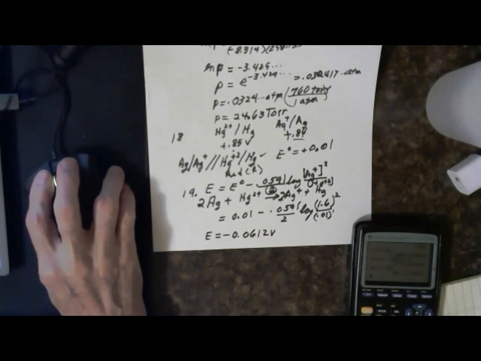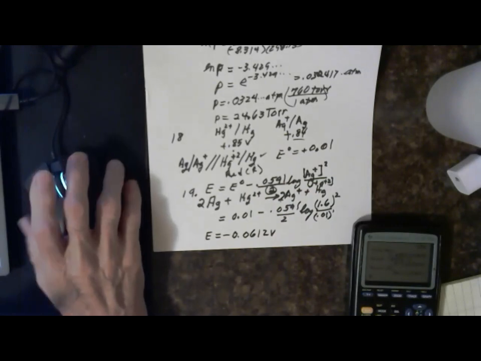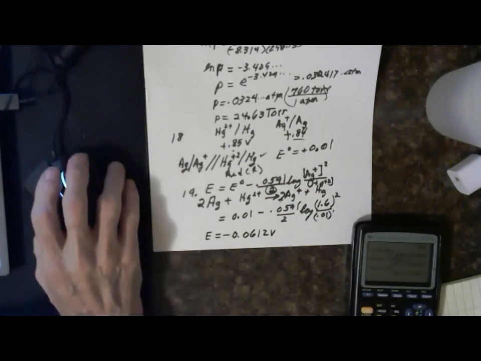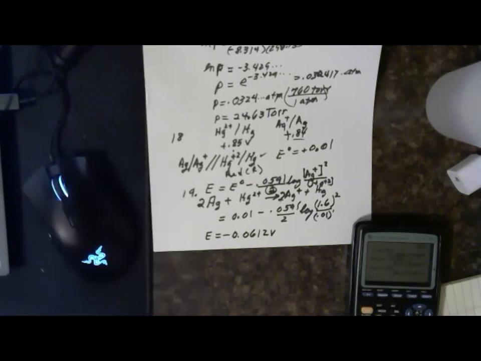Okay, the silver electrode reduction potential. Oh, no, we didn't do it right. I copied it wrong a while ago. So that's going to start all over again. All right, let's get a new piece of paper and just redo it because I copied the cell voltages down there the first time. Okay, so we're doing number 19.